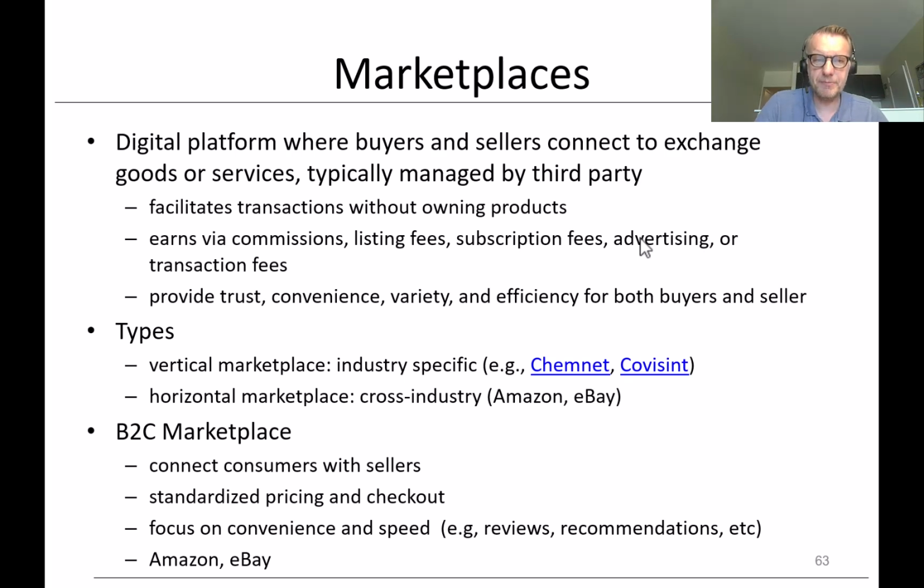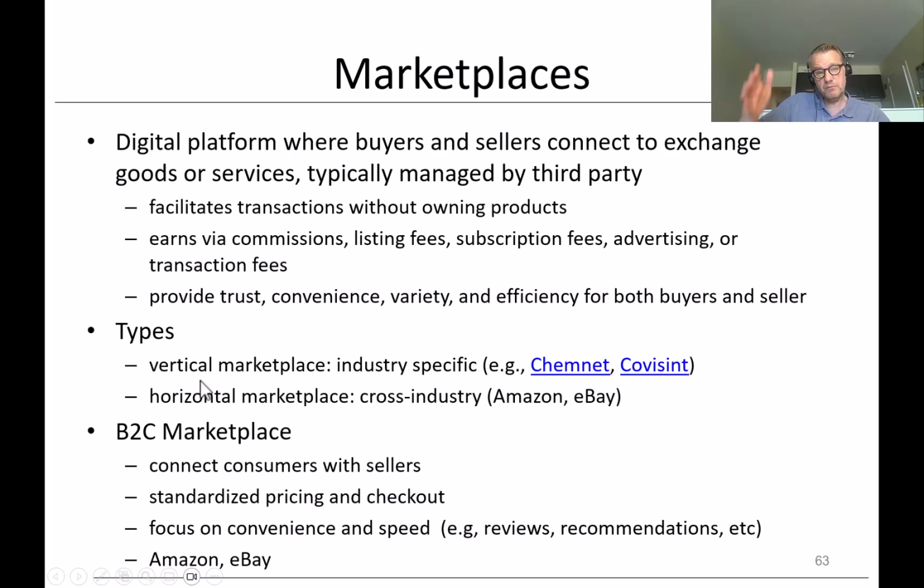To conclude, we have marketplaces, which are digital platforms where buyers and sellers connect to exchange goods or services, typically managed by a marketplace provider that facilitates the transactions without owning products. So it's just a broker. It connects buyers to sellers. And the marketplace broker earns via commissions, listing fees, subscription fees, advertising or transaction fees. And the idea is to provide trust, trust in terms of the buyers, trust in terms of the sellers, to provide convenience and a variety of efficiency for both buyers and sellers.